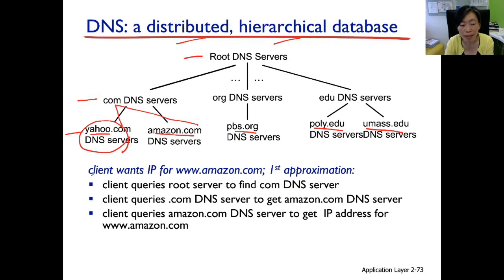Now, the process of looking up the IP address in a nutshell is this. Client now wants to get the IP address of, for example, www.amazon.com. What it does is first query the top server and try to find the second level server. Query the second level server, next try to find the authoritative name server, the last level. And then from the last level of DNS servers, finding the IP address for a particular host.